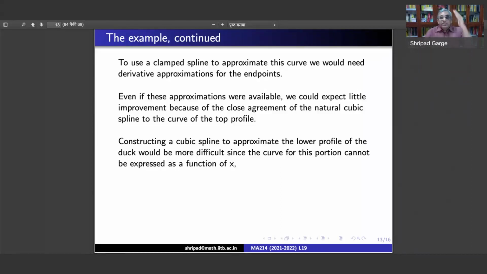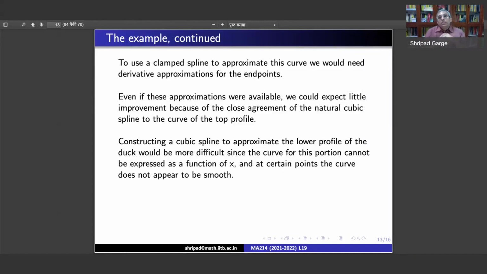Moreover, this wing especially that we see is not even a smooth curve. So the curve is not smooth, whereas the top profile was a nice smooth curve, although it had some irregular shapes, but it was a differentiable curve all through. The bottom profile doesn't appear to be smooth. So these are the problems.